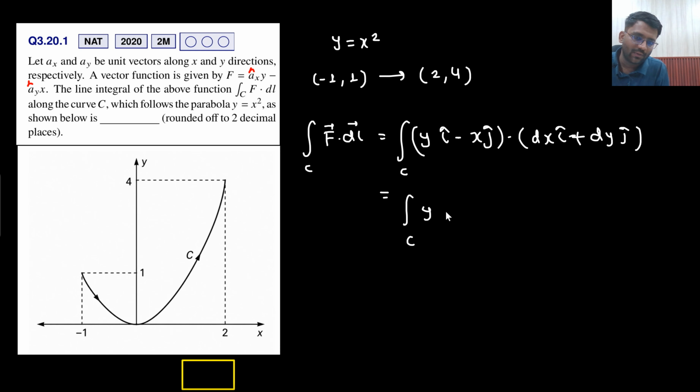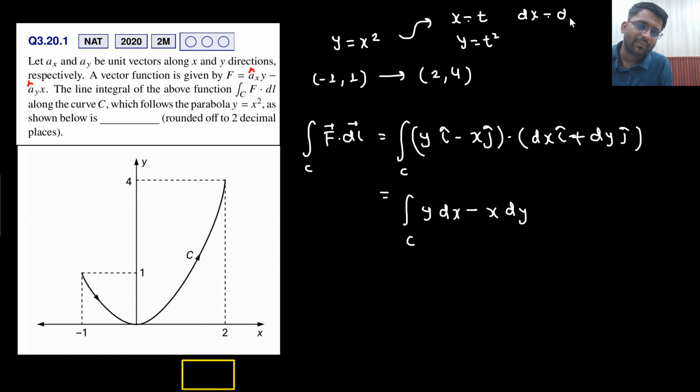So what are you getting? y dx minus x dy. You can take all of them in a single variable. If x is t, then y will become t square, dx will become dt, dy will become 2t dt. How will the limit of t go? x is moving from -1 to 2. So t will also move from -1 to 2 only.